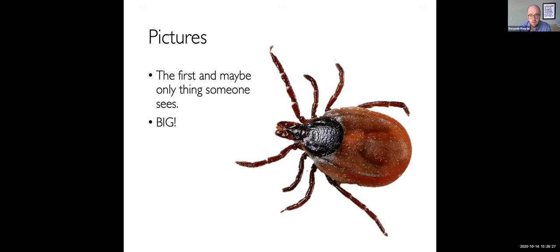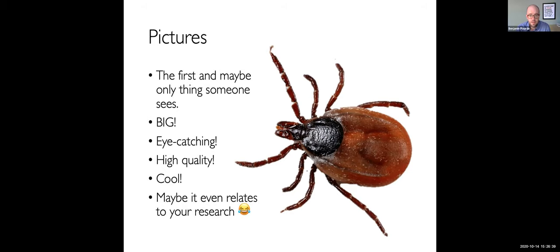The picture should be big. It's the first thing you're considering when you make this poster. Give it the most real estate. It should be eye-catching, high quality. It should be cool. It should be like, oh, neat. Gross, cool. And maybe it even relates to your research. Find some connection, some tie that's going to bring anyone in to your poster, to your research.